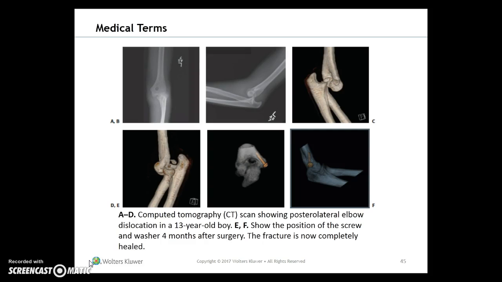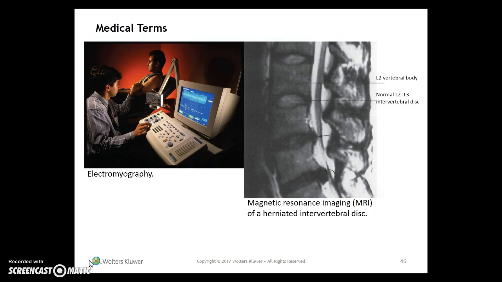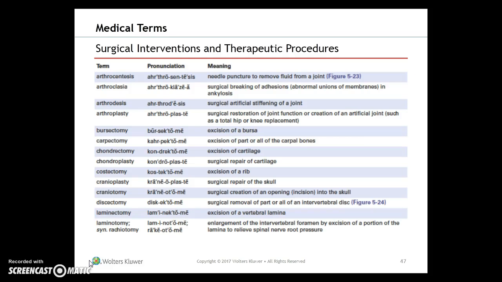Here's a CT or a computed tomography scan showing the posterolateral elbow dislocation in a 13-year-old boy. And those are pictures A through D. And then an F shows the position of the screw and washer 4 months after surgery, where that is completely healed. Here we see an MRI picture, magnetic resonance imaging of a herniated intervertebral disc. You can see that where the arrows are.